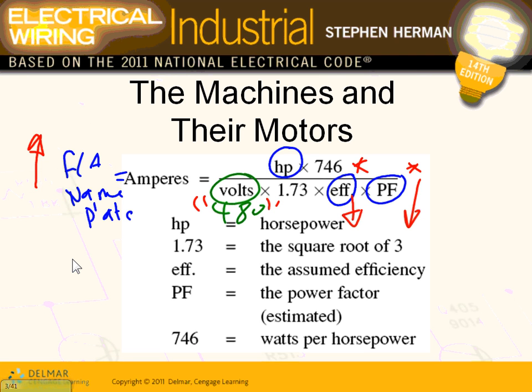Chris, what happened if I have a voltage drop situation and my voltage went to 450? What happened to the current? It goes up. Because of all these factors, the efficiency, the power factor, the voltage fluctuation, the NEC code book takes a very conservative approach and takes the worst scenario and gives you a full load amp.